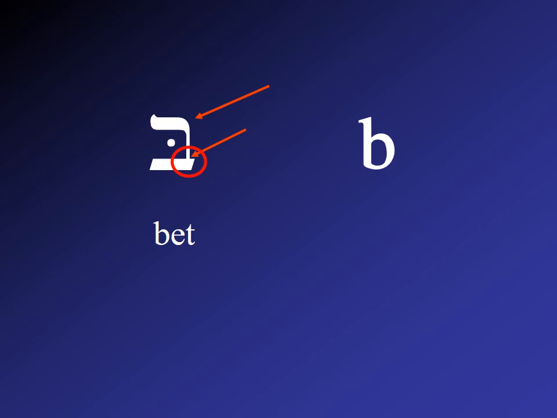This is called a tittle, and paying attention to where there are curvatures and where there are tittles is going to become important for us in recognizing the difference between certain letters. You'll see more about that in the next video, which is on differentiating similar letters. This is a bet.